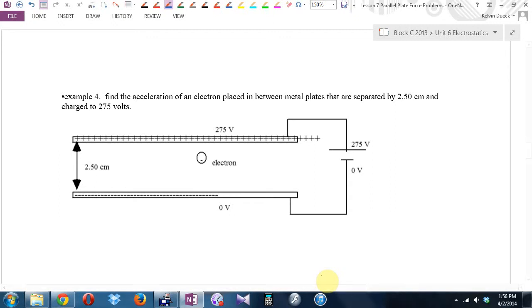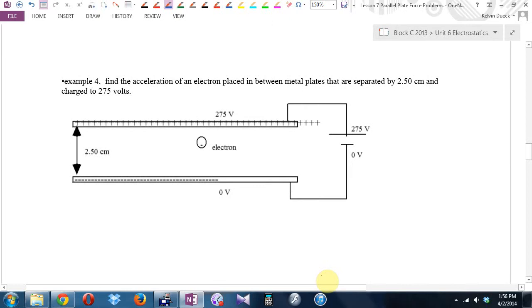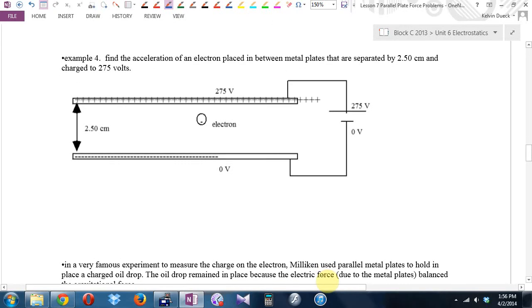Okay? Example 4 says, find the acceleration of an electron placed in between metal plates that are separated by 2.5 centimeters and charged to 275 volts. Okay. What does it want me to find?